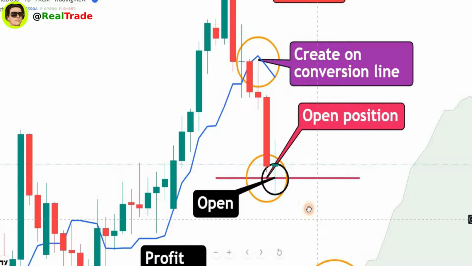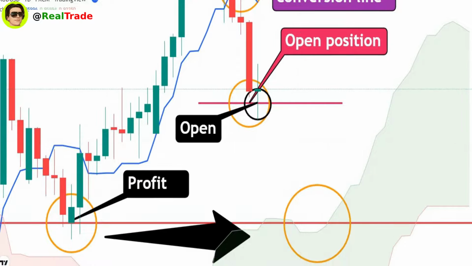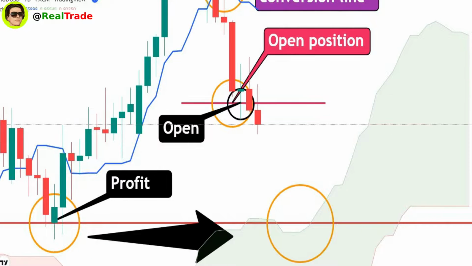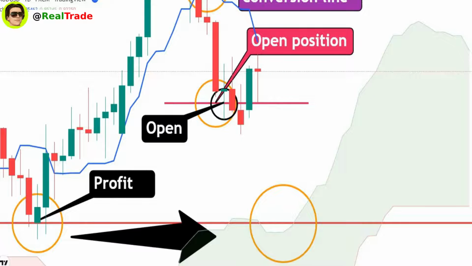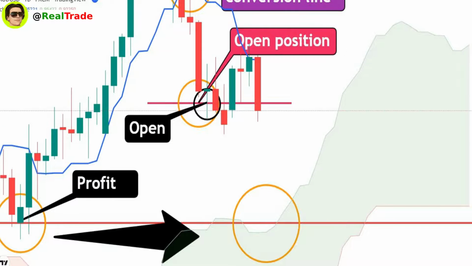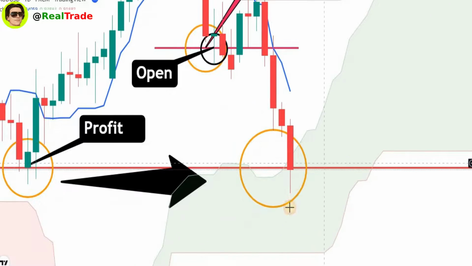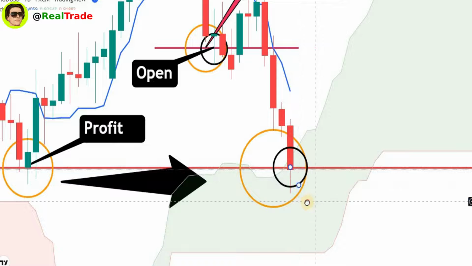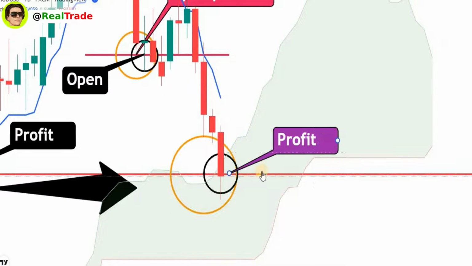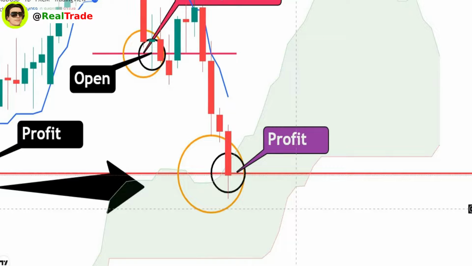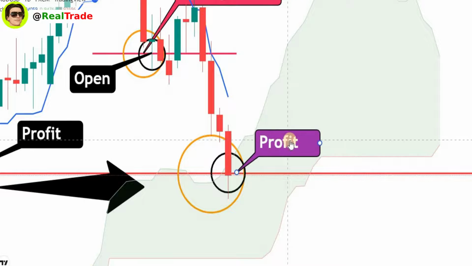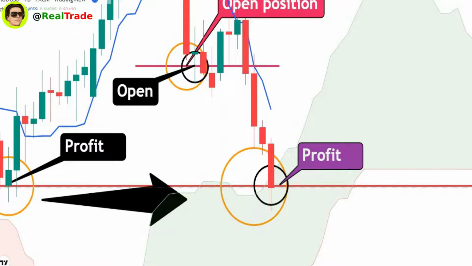Continue. Open. Next candle. Continue. Okay, continue. It is very good. Yes, this candle take profit. Good position, good strategy, and very good. Look at this area, take profit.